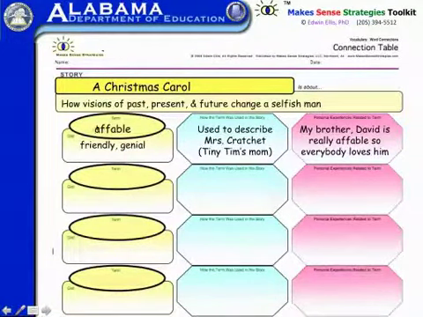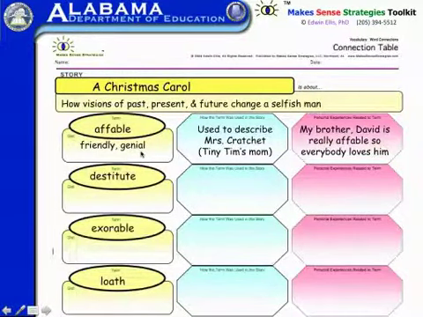The only concern I've got about this one is the word genial. Now, if students know what genial means, then it'll work as part of the definition of affable. But if not, we shouldn't use that term in the definition. So other terms from A Christmas Carol might be destitute, and loathe, etc.